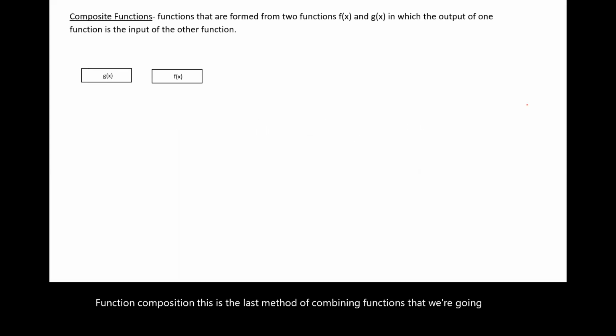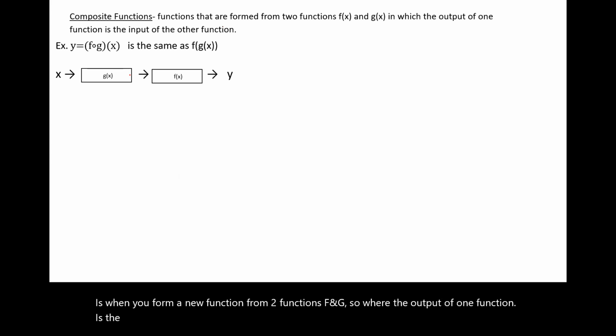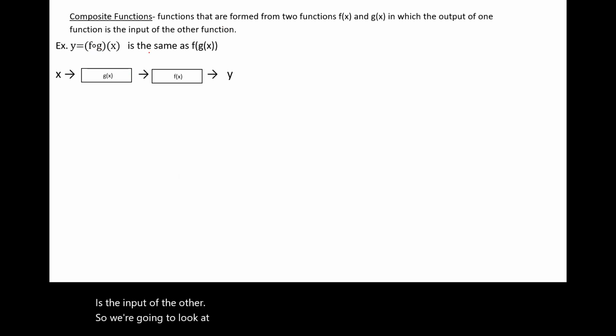Function composition. This is the last method of combining functions that we're going to look at. A composite function is when you form a new function from two functions, f and g, where the output of one function is the input of the other. We're going to look at f of g of x.